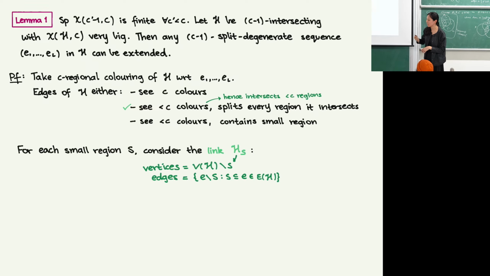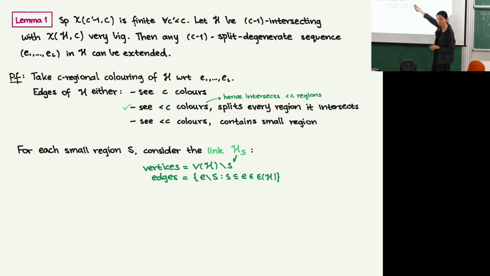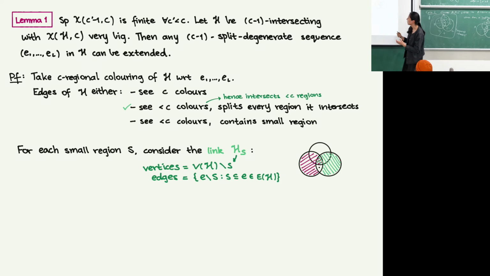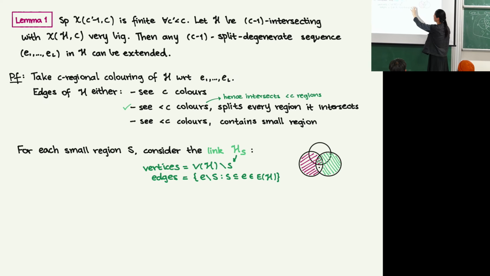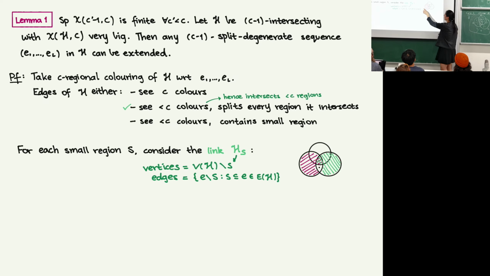Okay, so let me do this. This is where we're going to use the induction part. For each small region S, I'm going to consider the link H_S. The link is actually a pretty standard construction in hypergraphs. It's an auxiliary hypergraph whose vertex set is just the vertex set outside of your small region. I'm assuming this is my small region here. And the edge set consists of edges that originally contained that region, but now, of course, we delete those vertices from the set. So in this graph here, this was my original edge, and now I only have this shaded part, and similarly for the green.